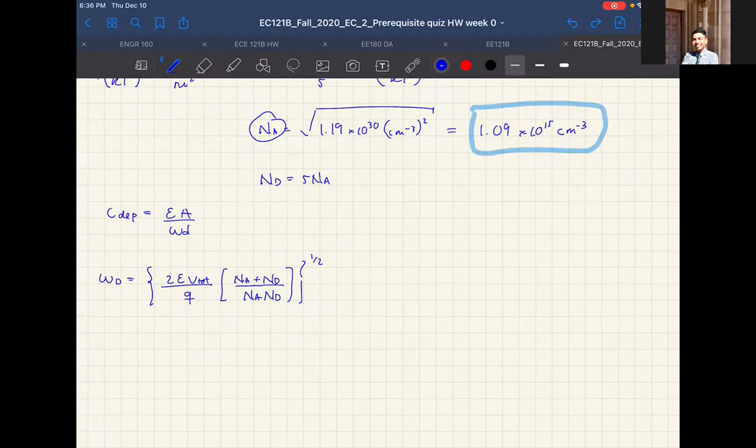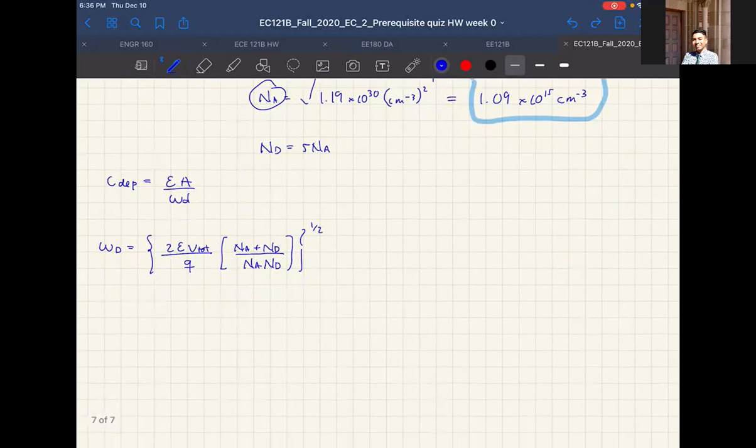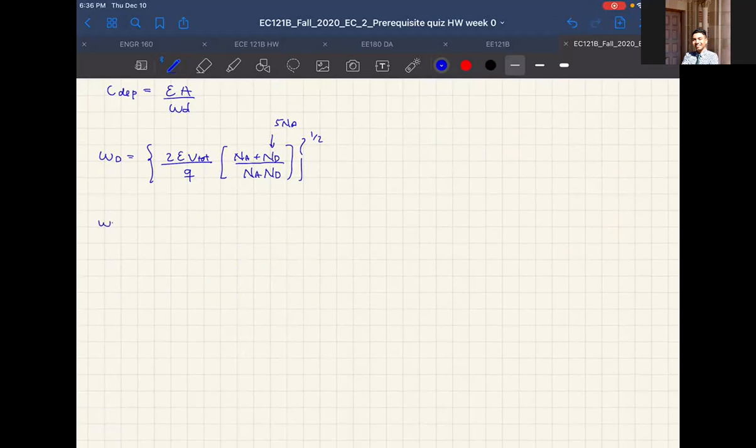So without going into a lot of detail of the simplifications, you can replace ND with 5 times NA. And if you combine all this, you're going to get that WD is roughly 1.8 micrometers.